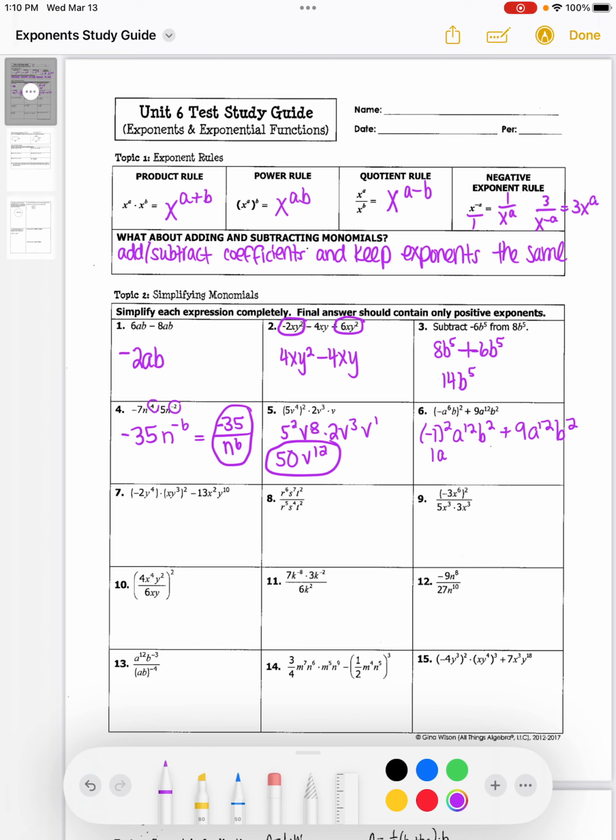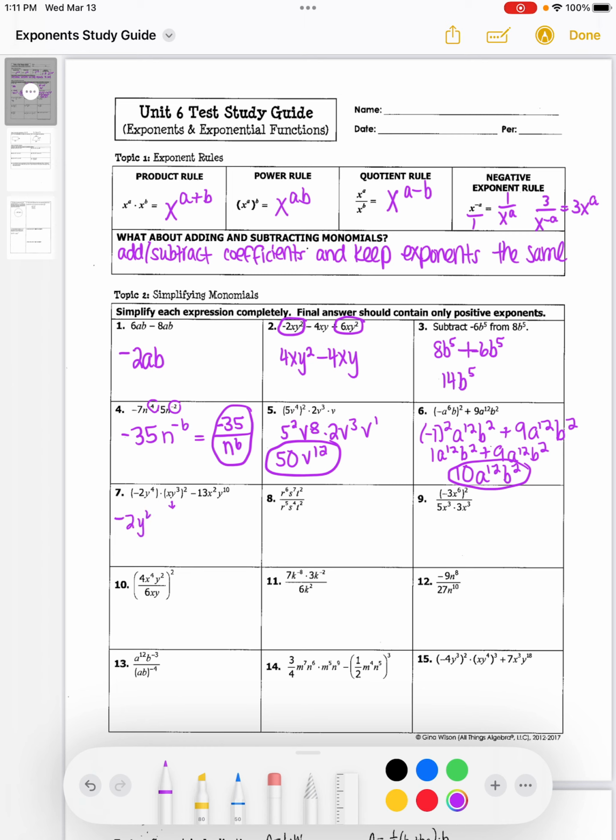So this is positive 1a to the 12th, b to the 2nd, plus 9 of them, a to the 12th, b to the 2nd. These are like terms. We can add 1 plus 9 together, and our final answer would be that. Number 7, we've got a power rule right here. We've got to simplify that first.